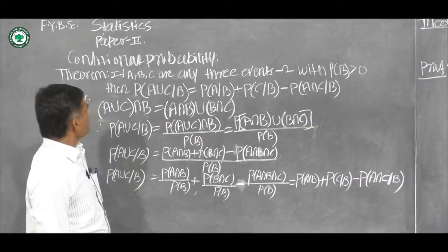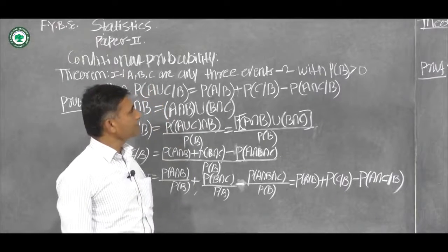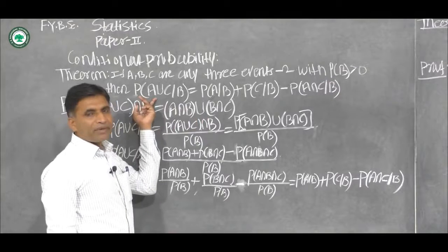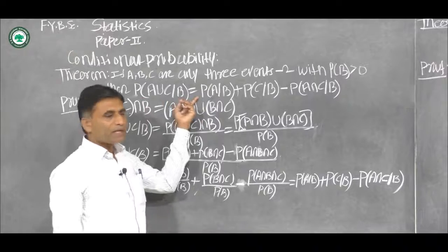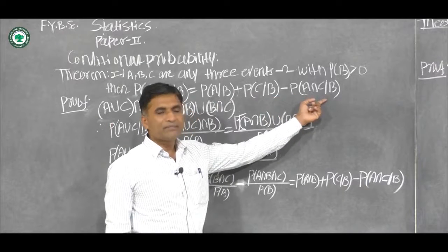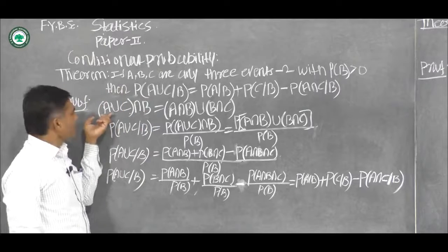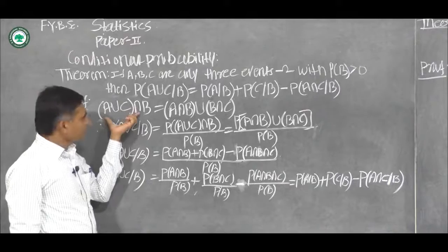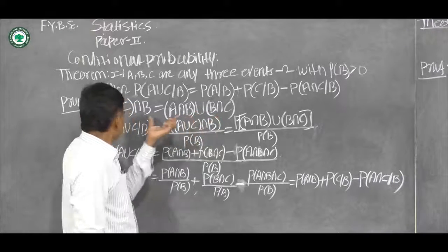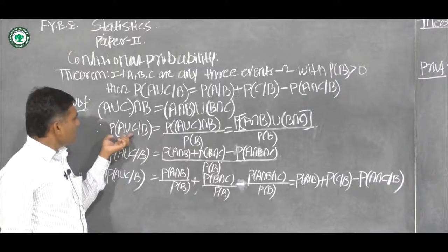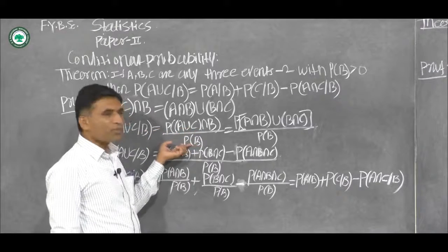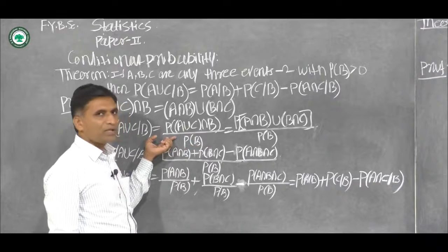Next theorem on conditional probability: if A, B, C are any three events defined on omega with probability of event B greater than 0, then probability of A union C given B is equal to probability of A given B plus probability of C given B minus probability of A intersection C given B. Now, the proof of this theorem: recall that A union C intersection B is equal to A intersection B union B intersection C. Therefore, probability of A union C given B is equal to probability of A union C intersection B upon probability of B, by using the definition of conditional probability.